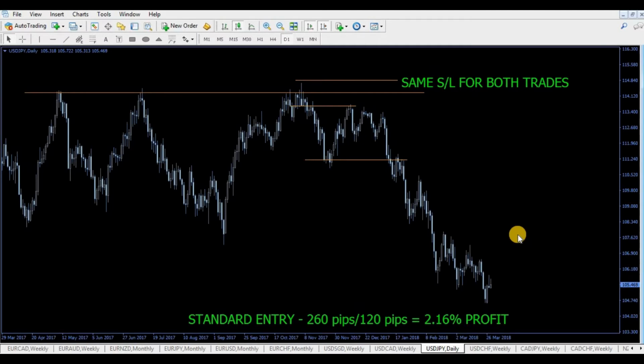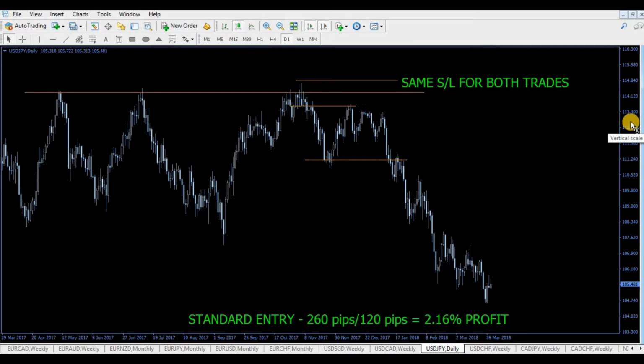You don't want to be trading much under 2%, I wouldn't have thought, because you get about half your trades wrong. Anyone that says they're getting more than that is probably not telling the truth. Look, they might be, and good luck to them if they are, but I certainly don't. So I really chase more risk to reward. Okay, so you can clearly see here, guys, 260 pips down, 120 pips stop loss, 2.16% profit. So that's with a standard entry at the close of that pin bar.